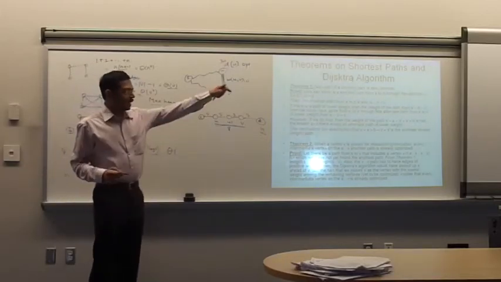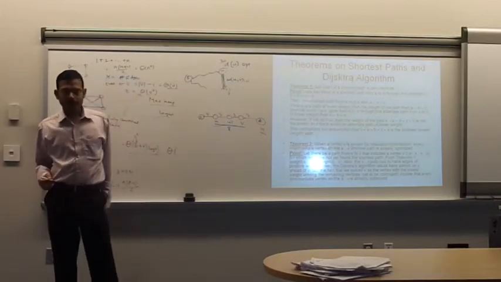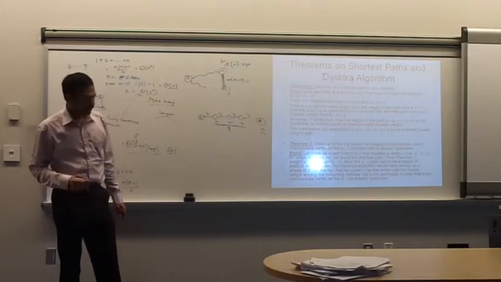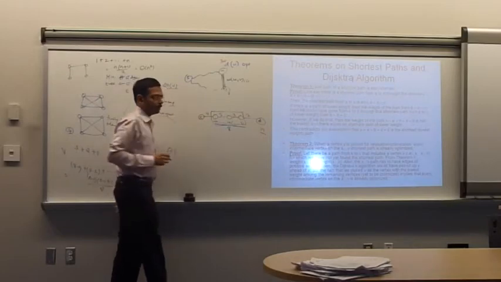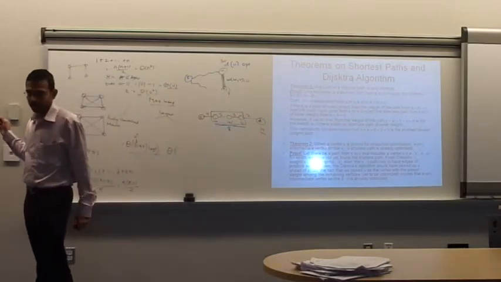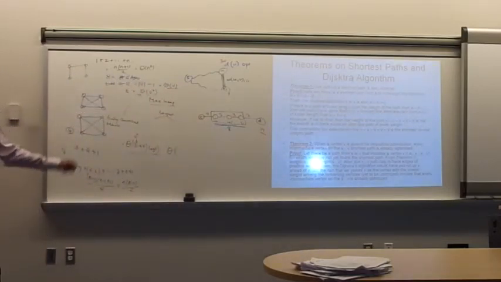So the theorem states the subpath of a shortest path is also the shortest path, which means from U to V, this is the best path we can have of weight 8. U to V, that's the shortest path. That's the minimum weight path. Right? Is that clear? Can you prove this?